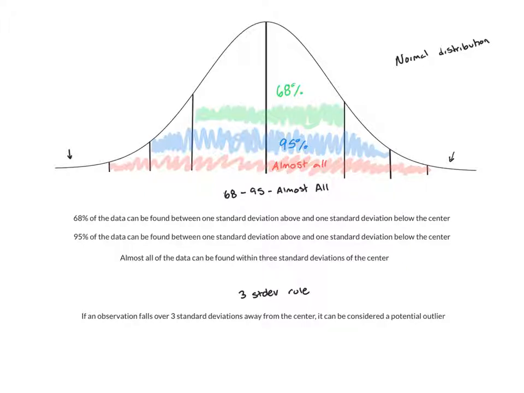So in review, a normal distribution is symmetric, it's unimodal, but it also has this whole 68, 95, almost all property. And when we have a normal distribution, we can call something a potential outlier if it's more than 3 standard deviations away from the center.